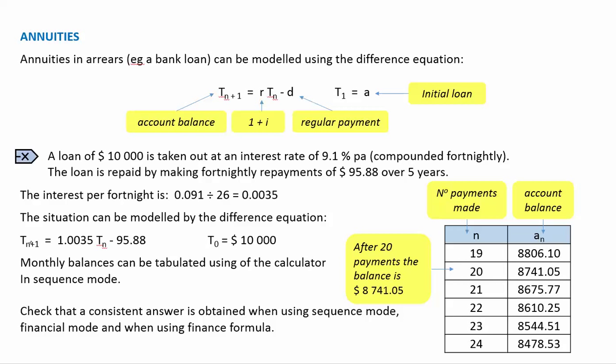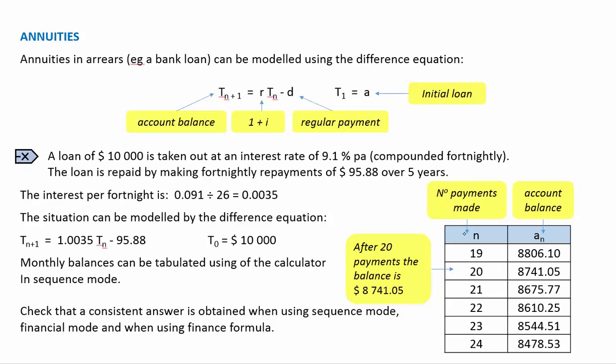So in the instance given here, we've got an interest per fortnight, so 9.1 divided by 100 divided by 26, which is 0.0035. So the common ratio is 1.0035 times T(n), take away the payment that you're making each month, or in this case, each fortnight to the bank. You're starting with a $10,000 loan.